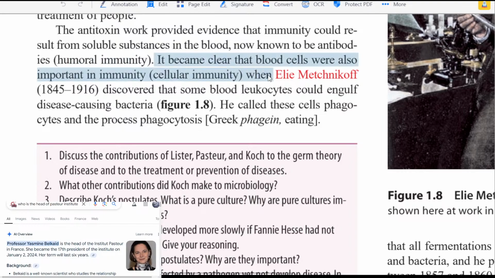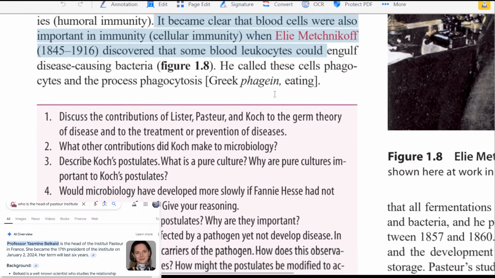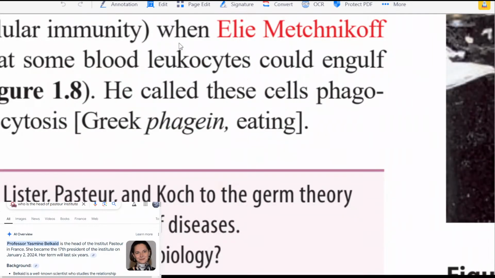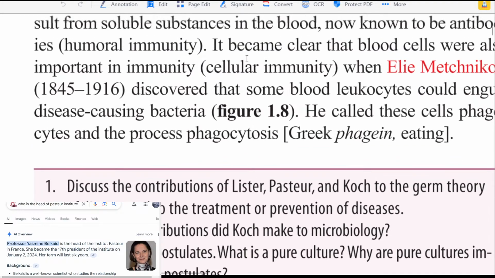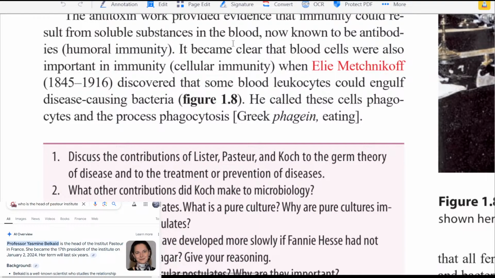It became clear that the blood cells were also important in immunity, cellular immunity, when Elie Mechnikov discovered that some blood leukocytes could engulf disease-causing bacteria. What? I thought they would know that before. Maybe they didn't know that there were blood cells important to immunity. So after we found out that there were antibodies in the blood, due to Elie Mechnikov we found out that some blood cells could cause immunity as well. And how did he discover that some leukocytes could engulf disease-causing bacteria?